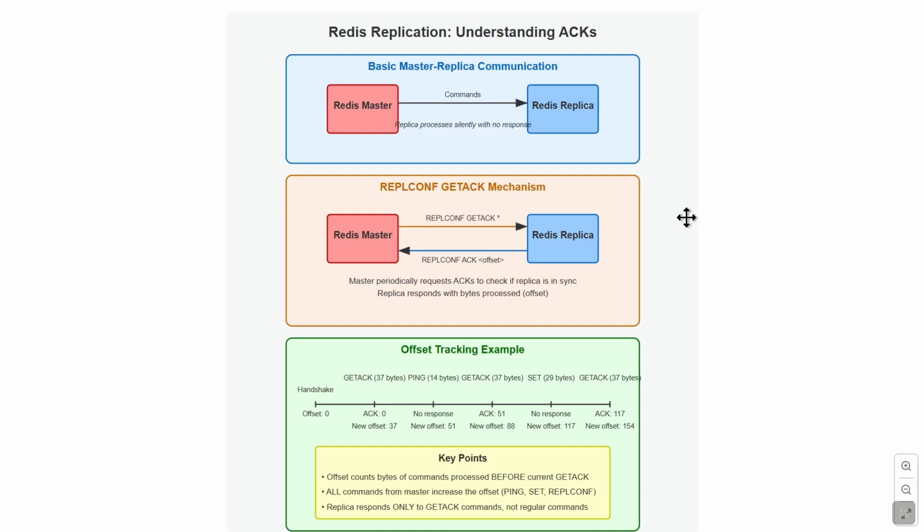Hello, let's understand how ACKs work in Redis. A Redis master sends down some commands to replicas, which are the SET and DEL commands, basically the write commands. The replicas process these commands silently with no response. They do not respond back to the master.